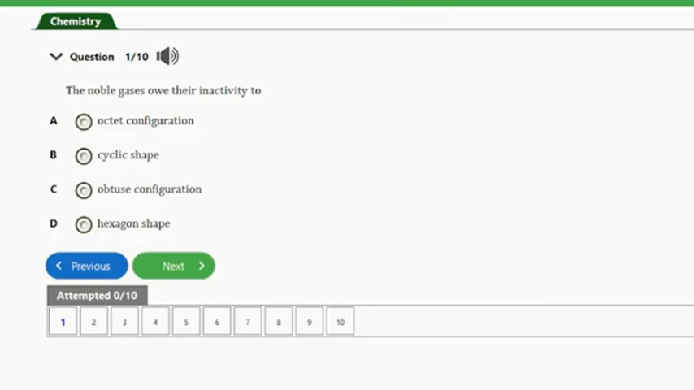So let's start with the first question here. The question says, the noble gases owe their inactivity to A. Octet configuration, B. Cyclic shape, C. Obtuse configuration, D. Hexagon shape. So guys, the answer to this question is option A, and that's octet configuration. The noble gases have an octet configuration, and that's the actual fact that makes them inactive because they complete their outermost shell, and that's the octet configuration. They have the complete 8 electrons in their outermost shell.